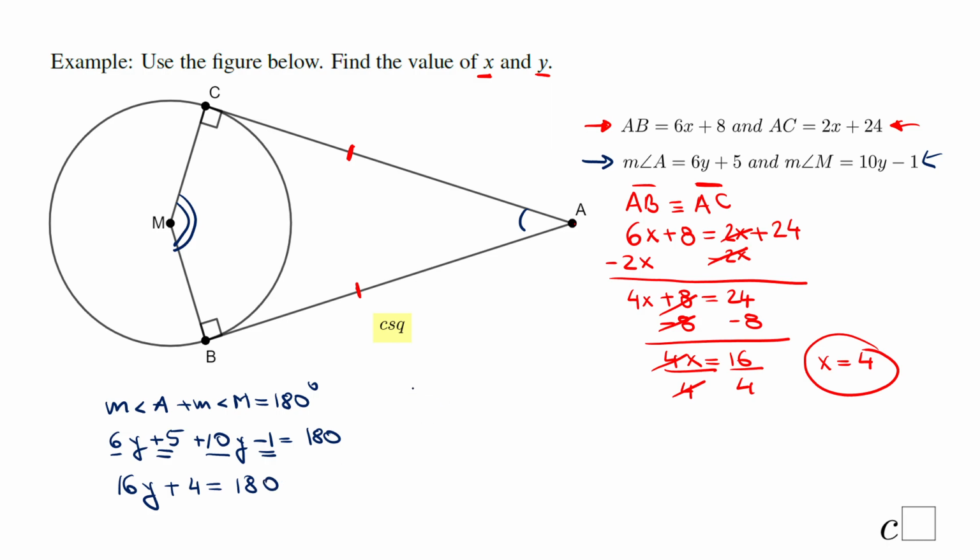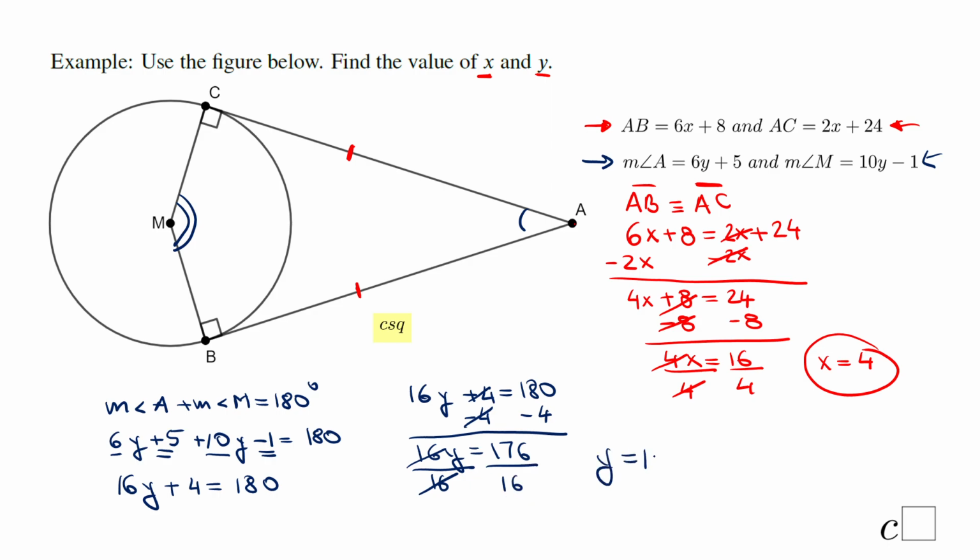Now let me move here to have more space. My next step will be to subtract 4 to get rid of these 4. Don't forget to do it on both sides. And we have 16y equals 176. The last step, divide by 16 to get rid of this 16. So we finish with y equals 11.